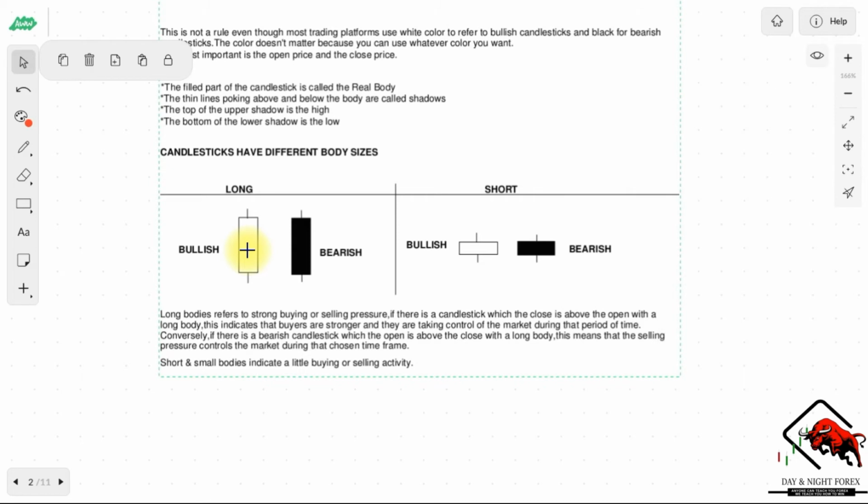And on the opposite side, if there is a bearish candlestick where the open is above the closing price, with a long body like this, that means the selling pressure controls the market during this chosen time frame. Short and small bodies indicate little buying or selling activity, so the momentum will be less compared to what you're seeing right here. That's basically the difference between the long and short bodies of the candlesticks. It shows us the momentum and the strength that the buyers or the sellers have on the market during that time frame. So let's move on to our next lesson.